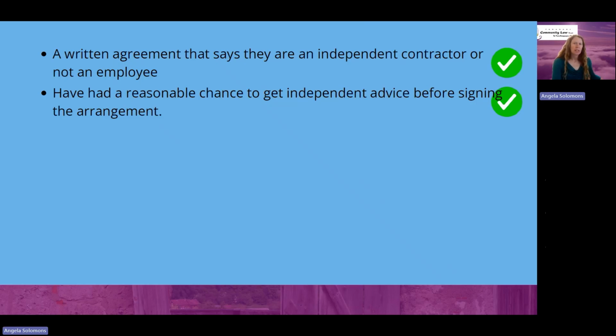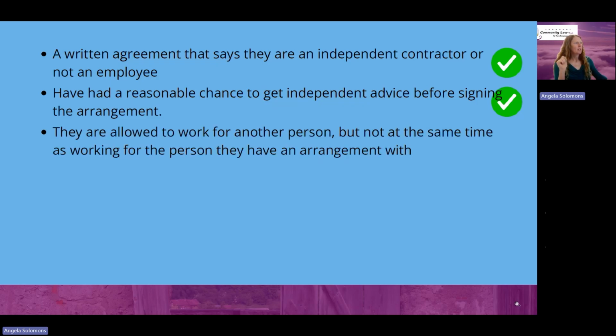What's also quite interesting, it's kind of implied in this, but I can't say with certainty that it will be the case, is that you can't be working for the person with some kind of arrangement already, like before you sign something, because you don't then have that reasonable chance to get independent advice before signing, because you're already doing the work. So it seems that that will not meet the criteria, but it hasn't been tested, so I can't be entirely sure. So you've got to have both of these things: written agreement, independent advice.